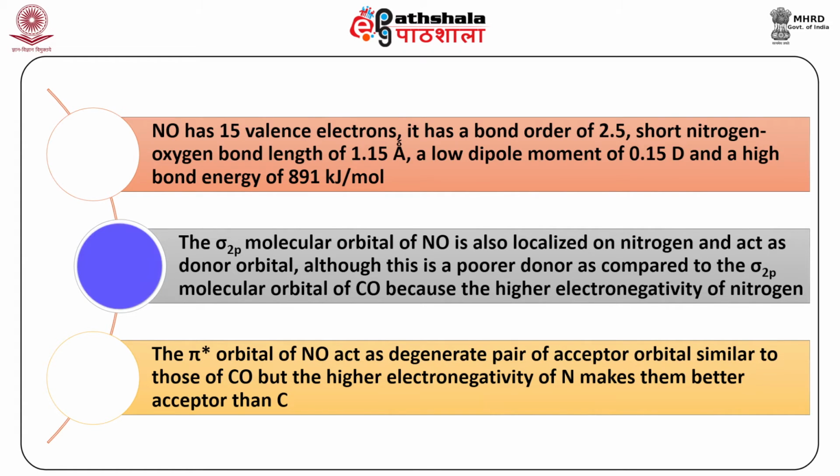The sigma 2p bonding molecular orbital of nitric oxide is also localized on nitrogen and acts as a donor orbital, although this is a poorer donor as compared to the sigma 2p molecular orbital of carbon monoxide because of the higher electronegativity of nitrogen. The pi star orbitals of nitric oxide act as a degenerate pair of acceptor orbitals similar to those of carbonyl, but the higher electronegativity of nitrogen makes them better acceptors than carbon.